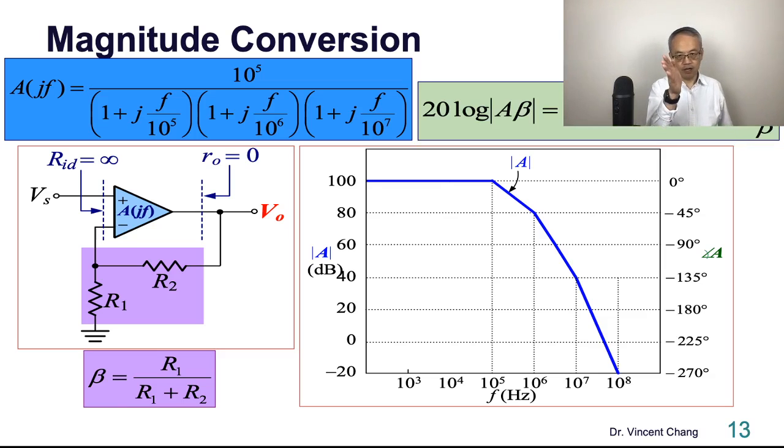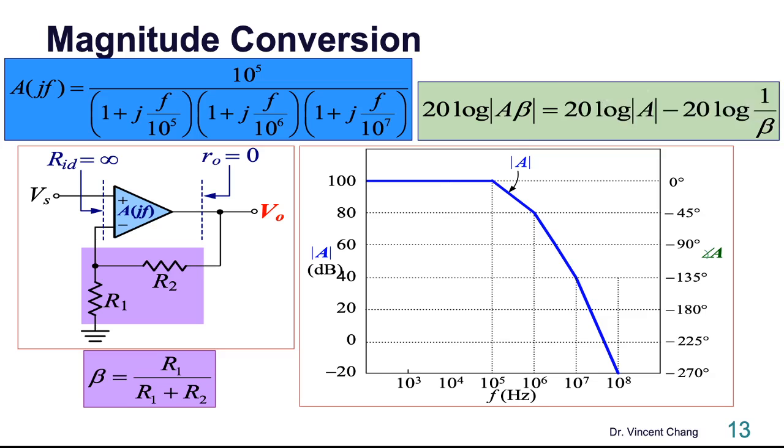You need middle school math. I'm sure elementary school will teach you this. All right? Log AB equals log A plus log B, right? Or minus log 1 over B. So we need this because the conversion is going to be in the log scale. The conversion from A to A beta, from the magnitude of A to the magnitude of A beta.